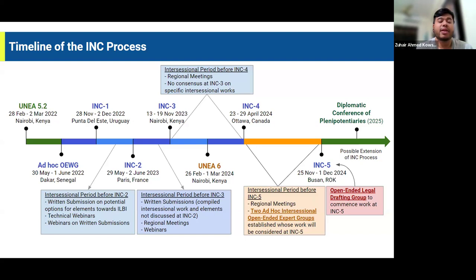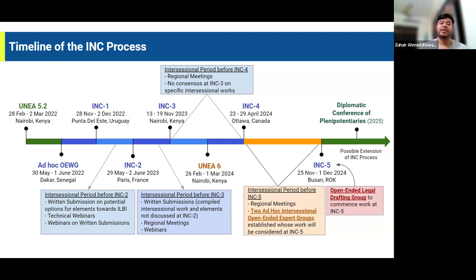Between the sessions, up to the third session, was reported to UNEA again at the sixth session. Then we had the fourth session of INC in Ottawa, Canada, from 23rd to 29 April, and the negotiations were centered around the revised draft text. How the revised draft text was compiled, we will be discussing later. And now we are again in an intersessional period between INC4 and INC5. We are leading towards the fifth session, which is expected to be the final session.